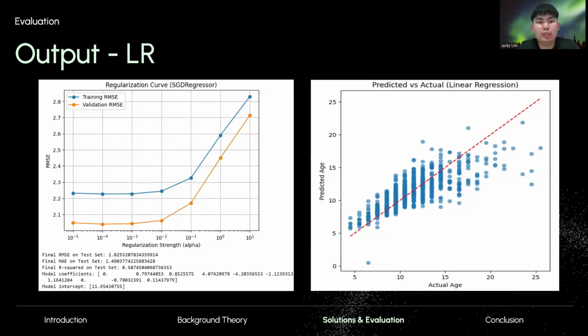We look at the linear regression learning curve. On the left is the regularization curve. The blue line shows the training RMSE and the orange line shows the validation RMSE. Both lines stay close to each other, showing the model generalizes well. On the right, the predicted versus actual plot shows most points near the red line, meaning the predictions are quite accurate.